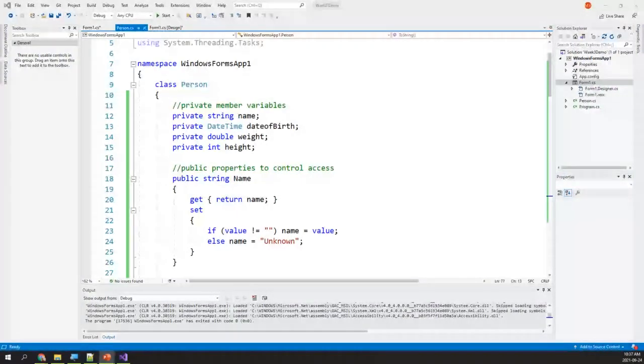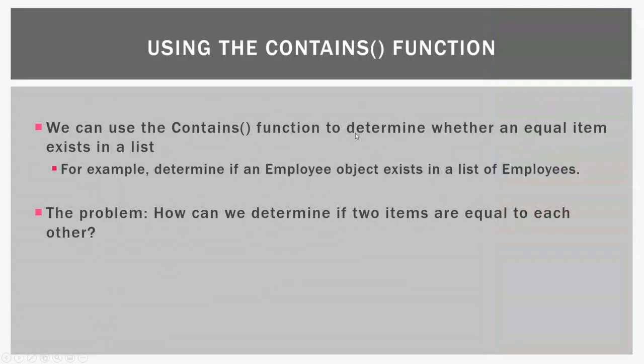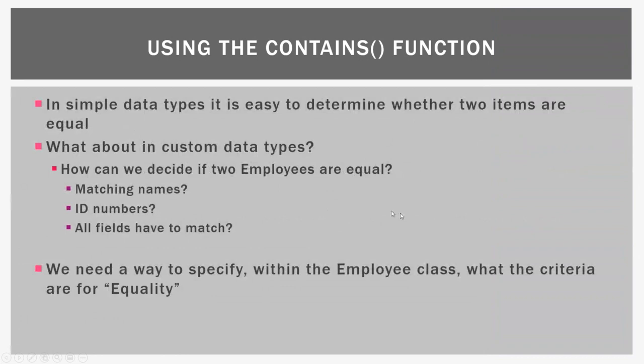So we're looking now at slides 2, which is using contains and sorting list elements. The contains method determines whether an equal item exists in a list. For example, if we have a list of employees, how can we determine if a particular employee exists in that list? The problem is, how do we determine if two items are equal?